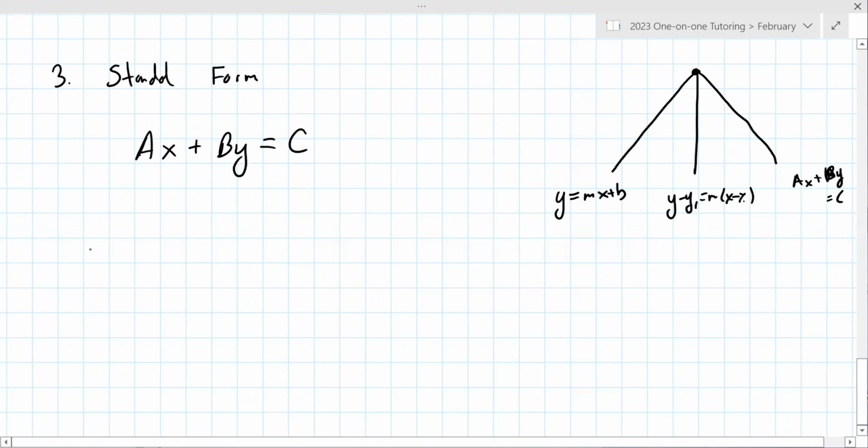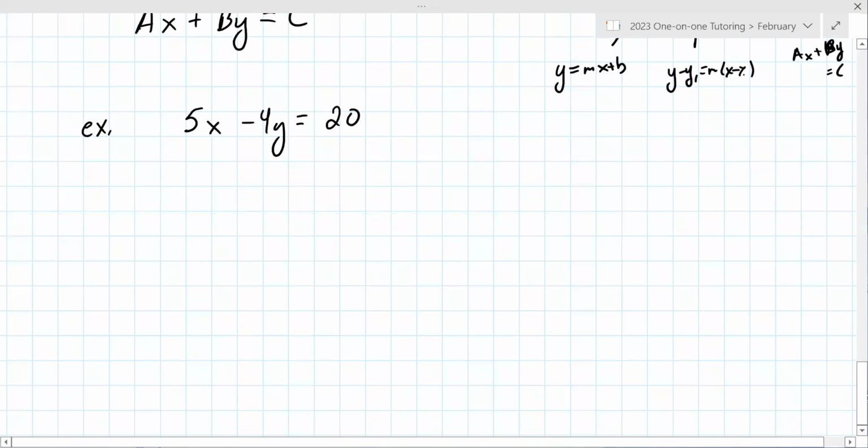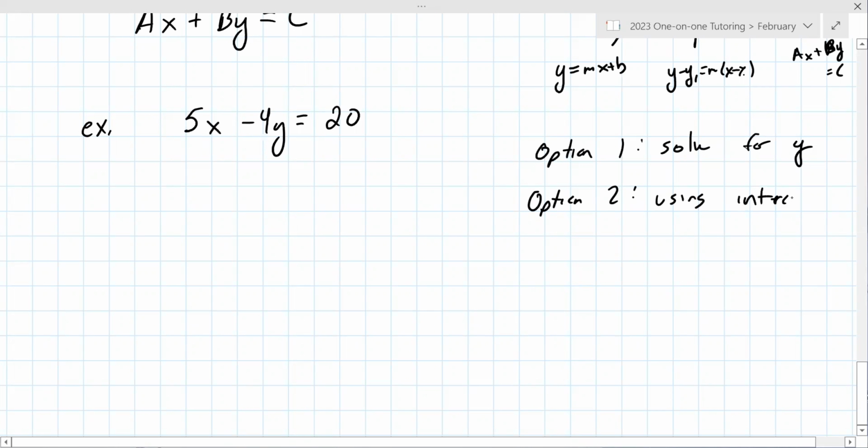Okay, so standard form, ax plus by equals c. Let me give you an example. Let's say we're supposed to graph 5x minus 4y equals 20. There are two options here. Option 1 is to solve for y and turn it into slope-intercept form. You do not want to do that unless the intercept approach does not work, which is what I want us to try here. This is the better way to do it. This will help you down the road.